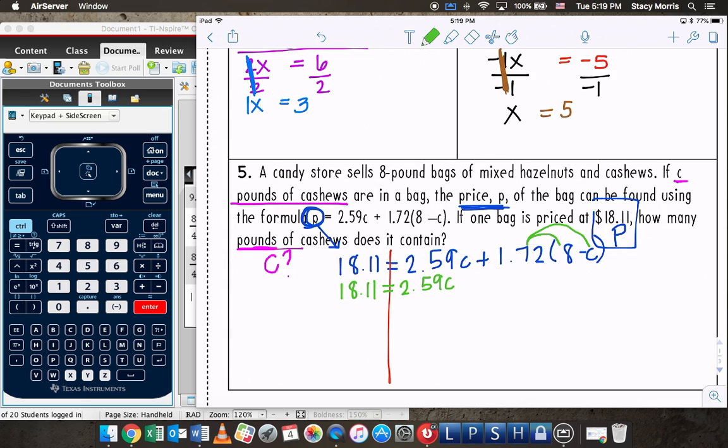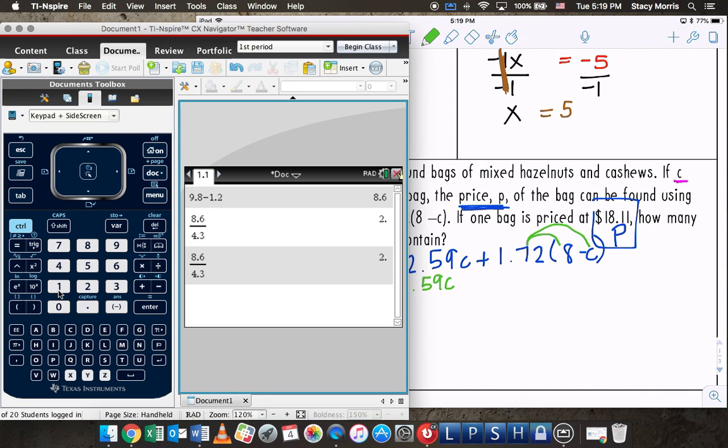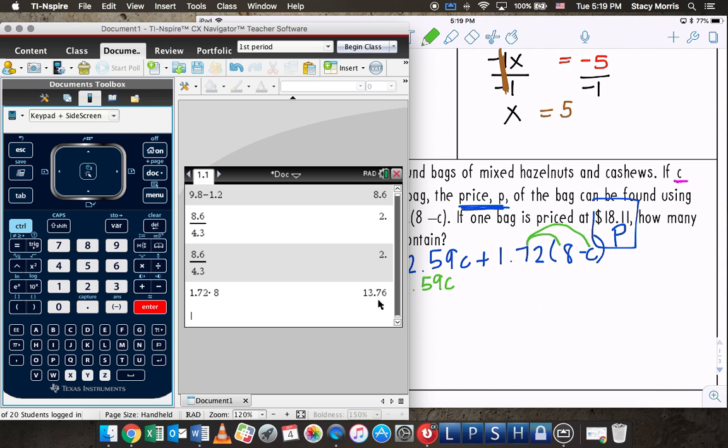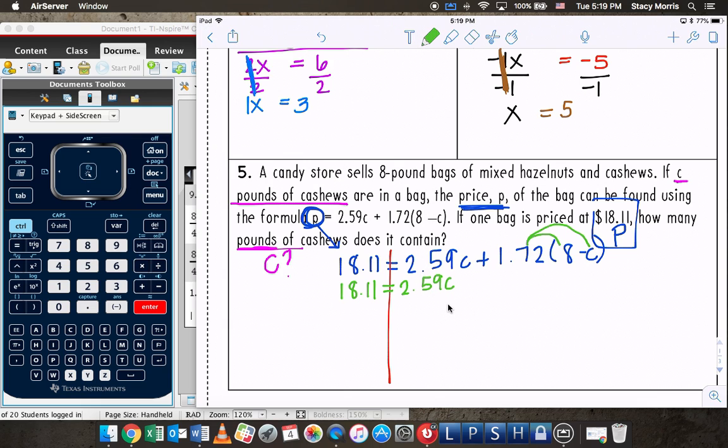2.59C. All right, and here's where I'm distributing. So I'm going to do 1.72 times 8. I'm going to go back to my calculator for a second. 1.72 times 8 is going to be $13.76. So plus $13.76. And then we do 1.72 times negative C, so that's just going to be negative 1.72C.